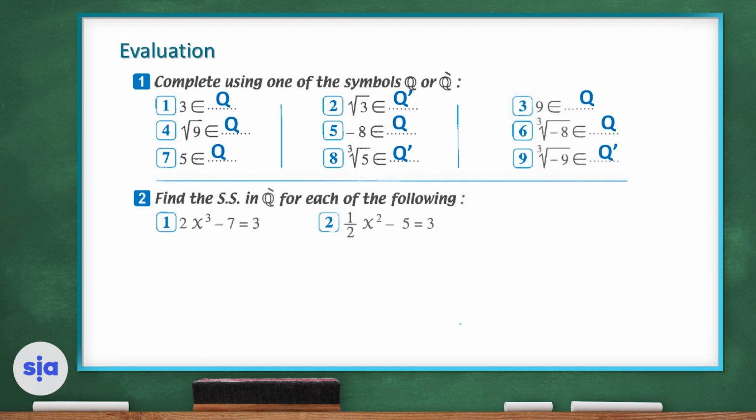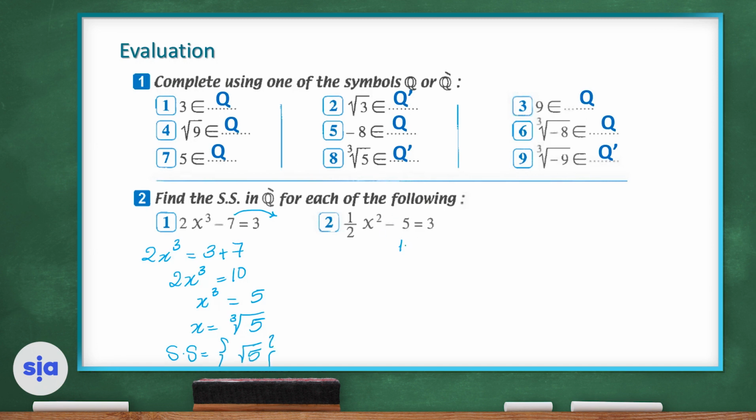The second question, find the solution set in Q dash for each of the following. Question 1, 2x cubed minus 7 equals 3. To solve this one, we move the 7 to the other side. 2x cubed equals 3 plus 7. So 2x cubed equals 10. Then we divide both sides by 2. So x cubed equals 5. Then x equals the cubic root of 5. So the solution set is the cubic root of 5.